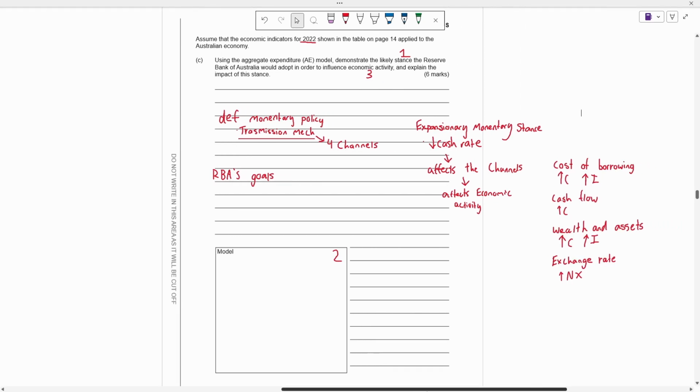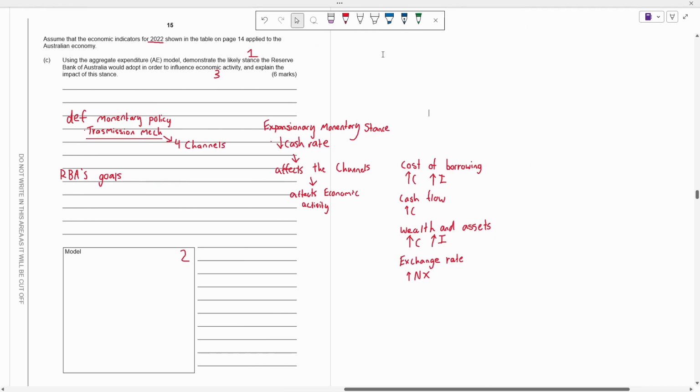Now, what are the 4 channels? So we have the cost of borrowing channel, the cash flow channel, the wealth and assets channel, and the exchange rate channel. Now, a decrease in the cash rate is going to decrease the cost of borrowing, as people have to pay less interest on their loans. And if you wanted to, you could also talk about the decrease in savings, as people would be earning less interest in their savings account. Now, both of these factors are going to make spending more attractive. So that's going to increase consumption and investment.